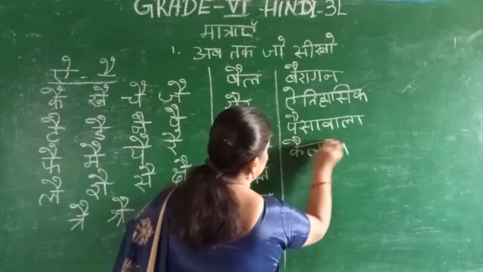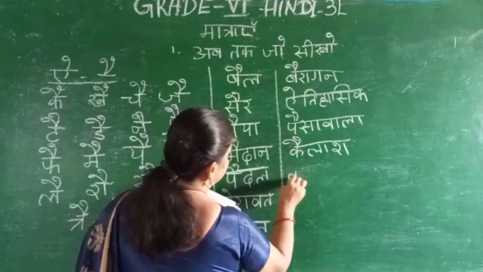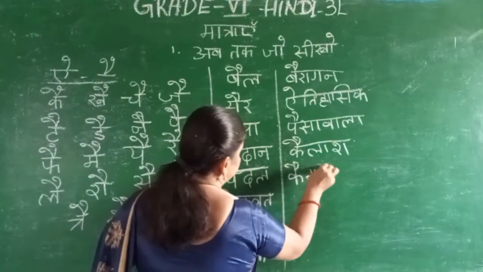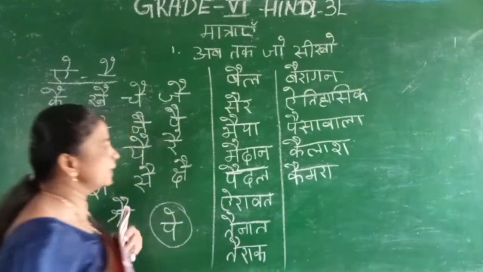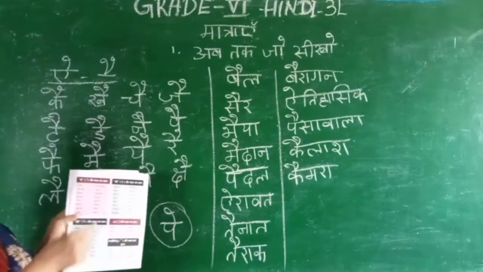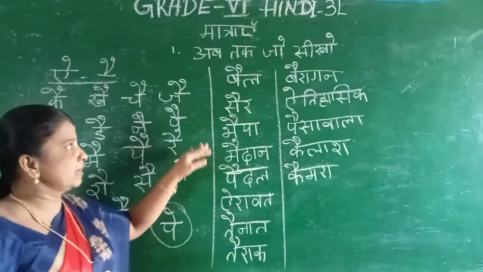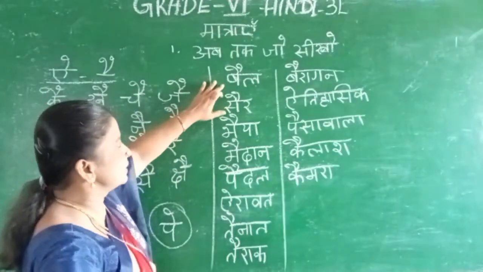Kailash, Kailash. And camera, camera. Is it clear now? Some words are also there in our book. For your reference, I am going to write here two letter words.